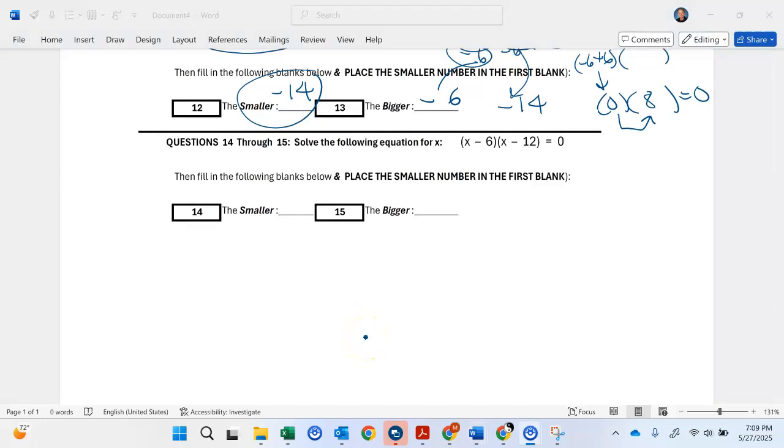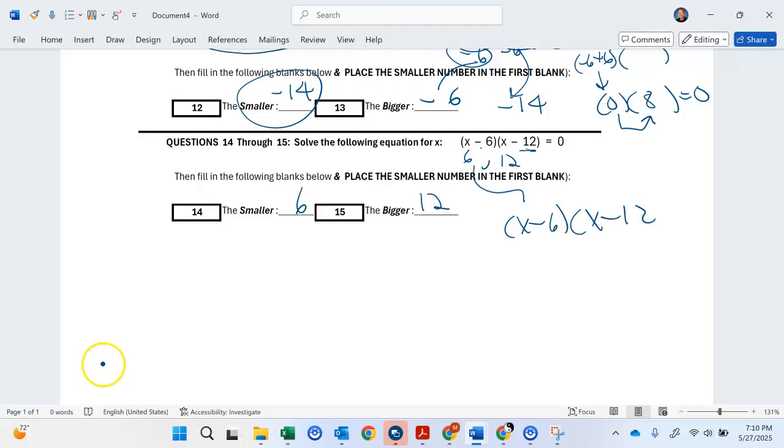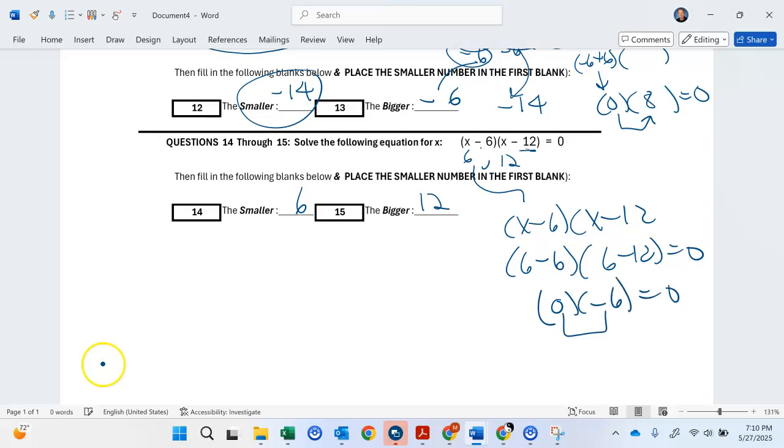Okay, so in this one here, negative 6, so this is going to be positive 6. Negative 12, so this is positive 12. The smaller number is positive 6. The bigger number is positive 12. And again, if you want to check, you can take this x minus 6 times x minus 12. If x is 6, then I have 6 minus 6, 6 minus 12. This is 0, negative 6. And 0 times negative 6 is 0. See, so it works.